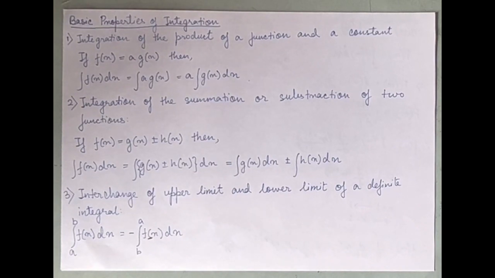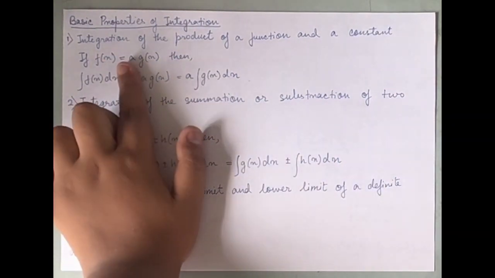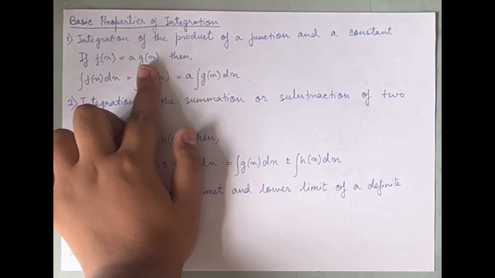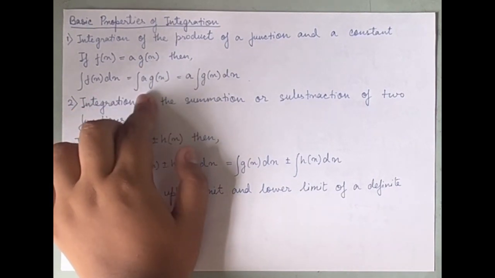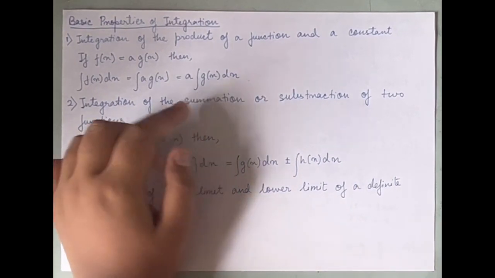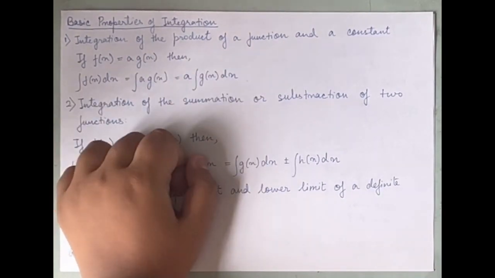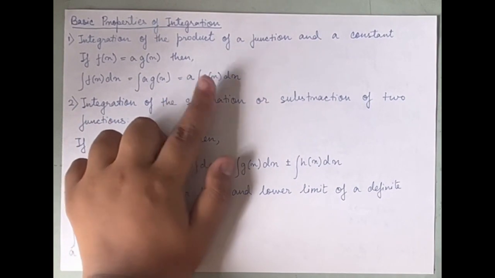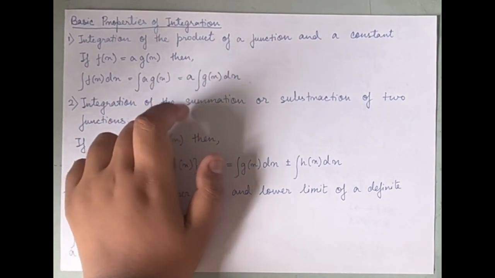The first property says that if a constant is multiplied to a function, then during integration we can take that out of the integration. You can see here that a is multiplied to g(x), and while doing integration the a is outside of the integration.